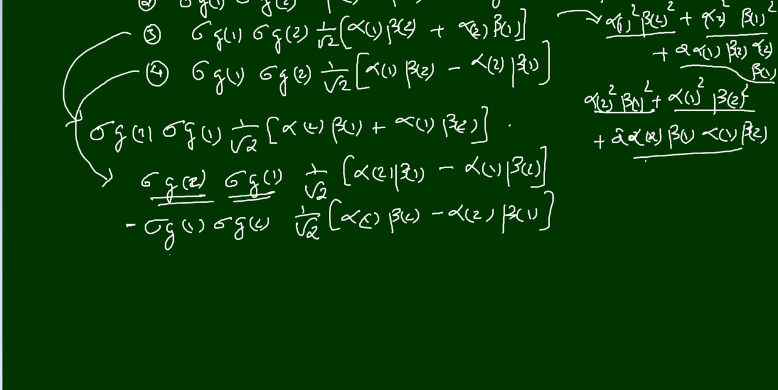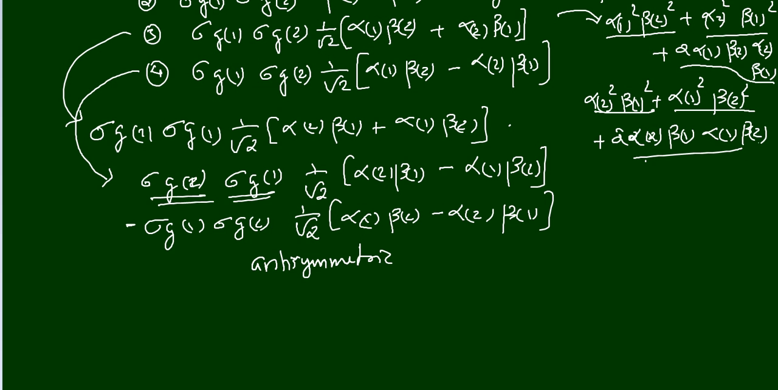So after exchange, the function I am getting is minus sigma g1 sigma g2 1 by root 2 alpha 1 beta 2 minus alpha 2 beta 1. You look at this fourth function. This is sigma g1 sigma g2 1 by root 2 alpha 1 beta 2 minus alpha 2 beta 1. The negative of this fourth function is this one, right? We have a negative sign here. So after exchange it is negative. It means that it is anti-symmetric. So this is an anti-symmetric function.